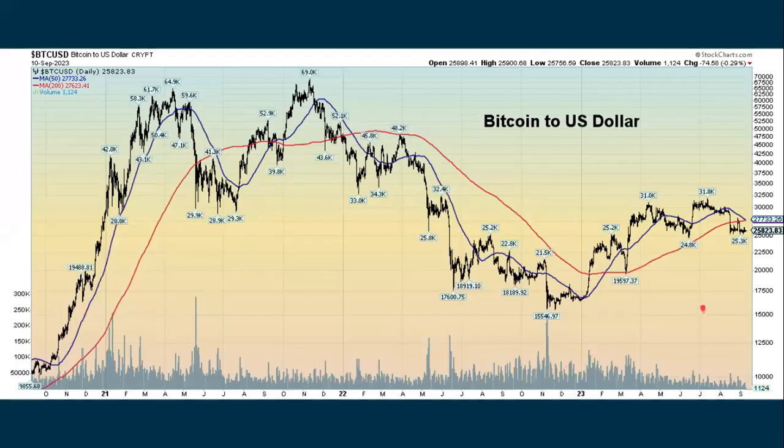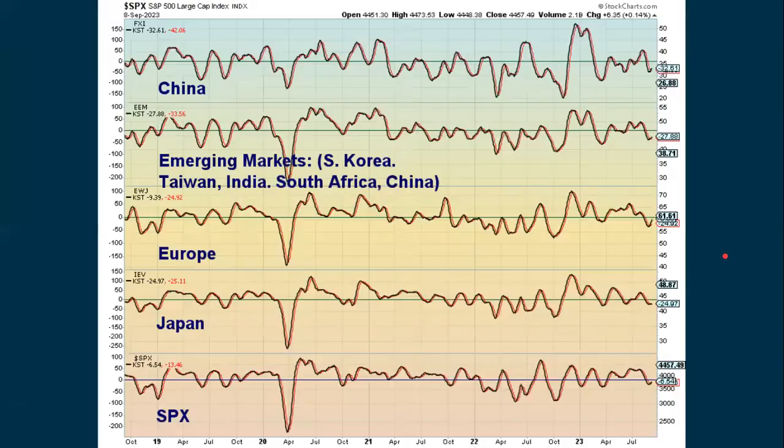We look at Bitcoin, where it had finally seen a golden cross earlier in the year. Well, we got above 30,000 and now we're dropping down even below 26,000 and we're starting to see a death cross, but it hasn't quite happened yet.